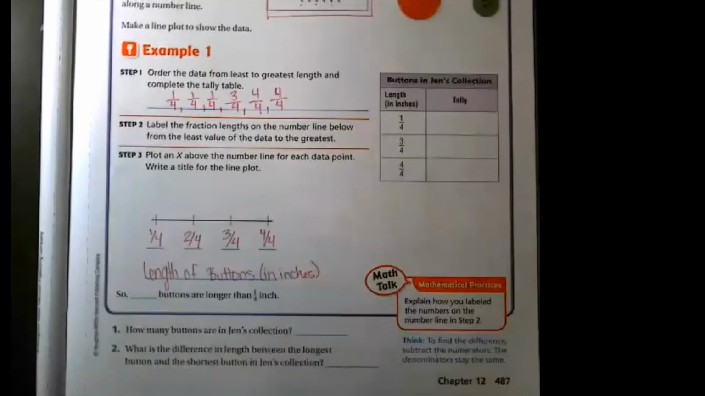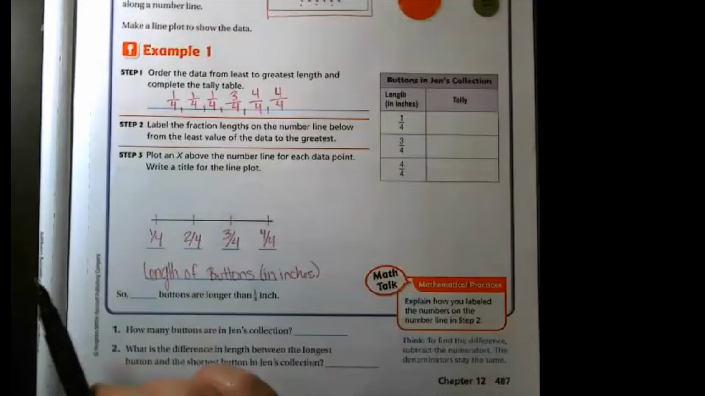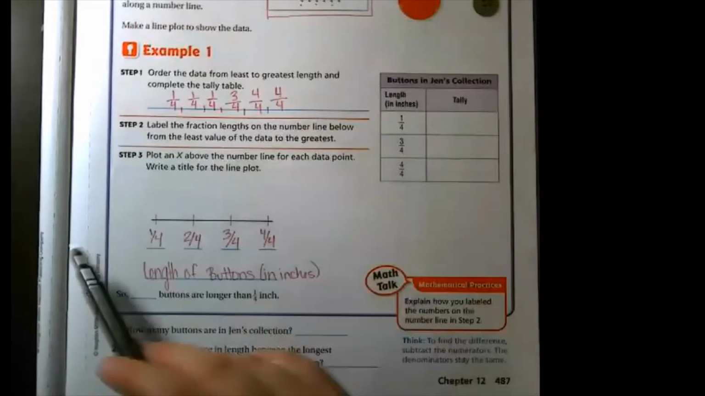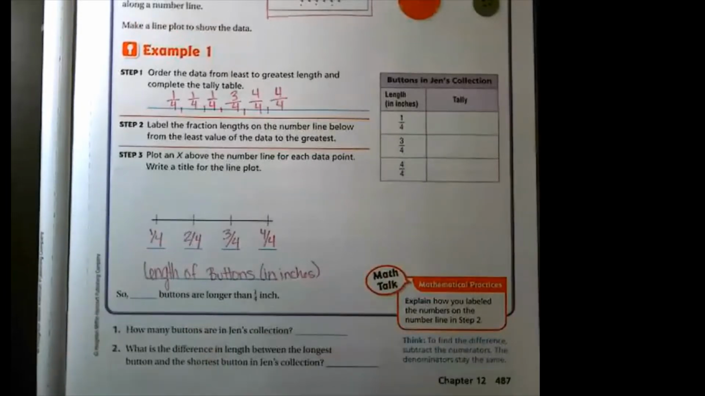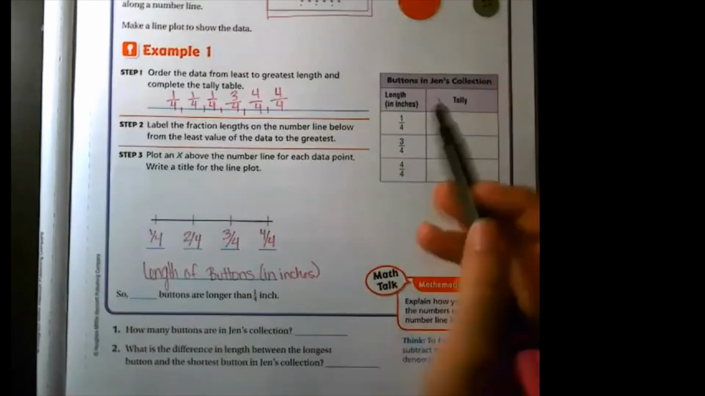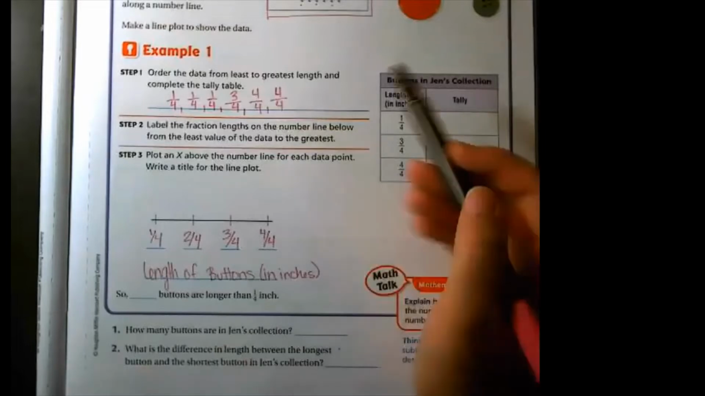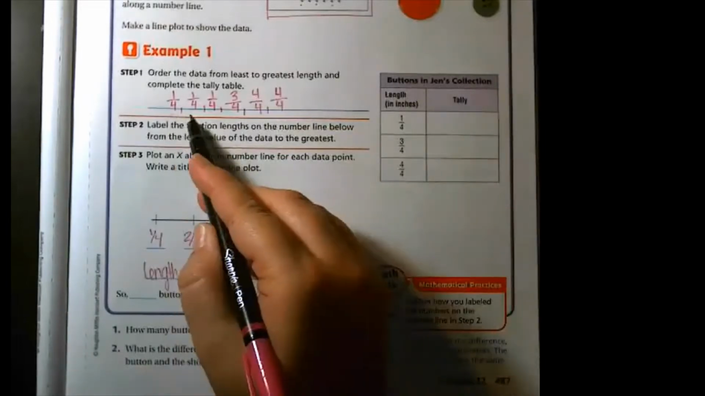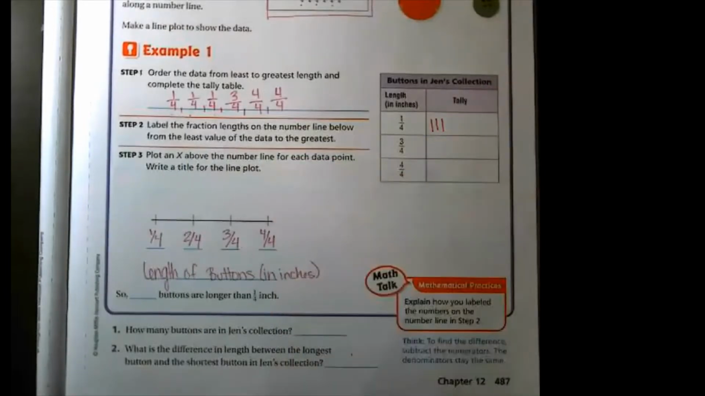Our third step says, plot an X above the number line for each data point, write the title of your line plot. So we got our title in there. The next thing would be to create our line plot by putting X's above these here. Before we can do that, we need to fill in our tally chart. So I need to look at my least to greatest here, and I need to say, how many 1/4 do I see? So I can count them up. I see 1, 2, 3. So I would have 1, 2, 3 tally marks here.